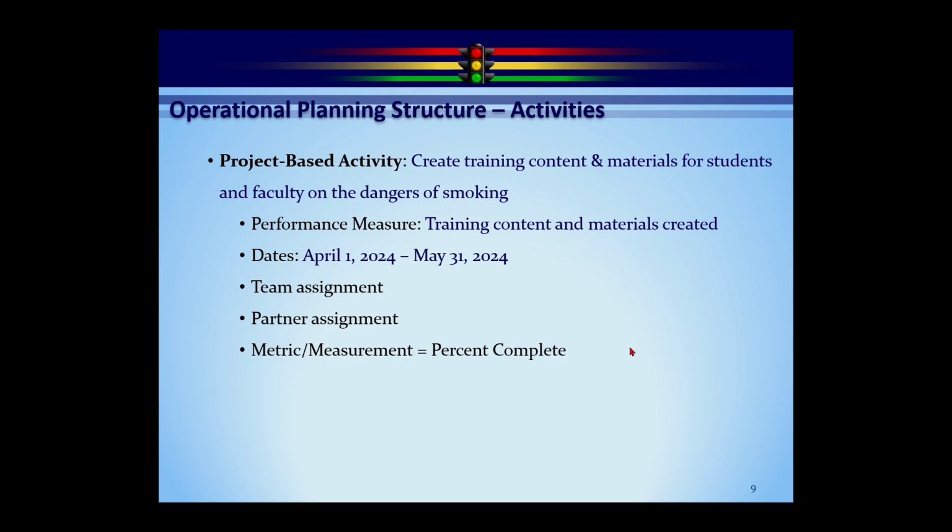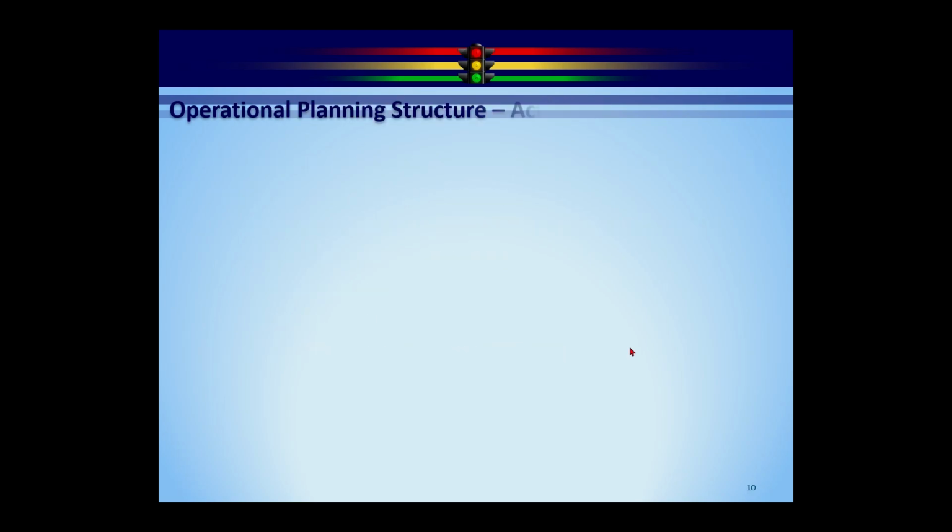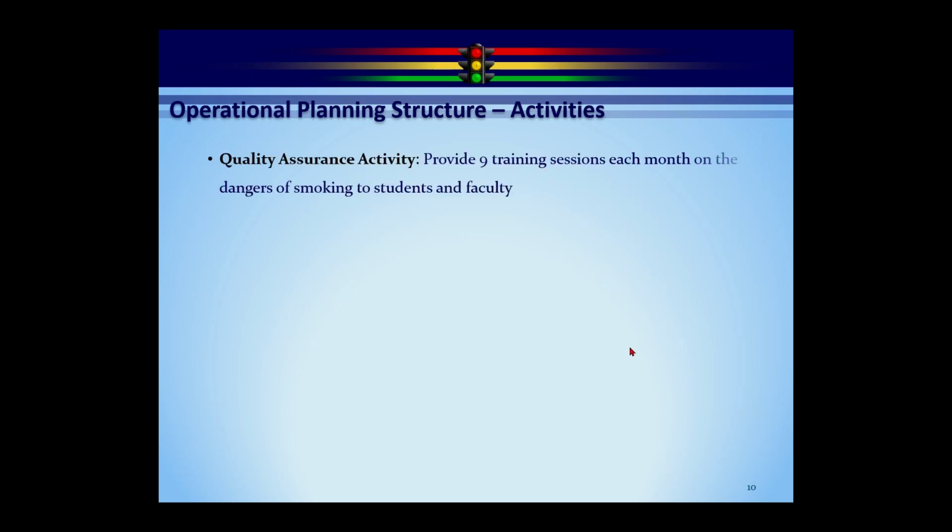By the way, the project-based activity is the most common. It's been around for the longest. And this is the only one where you manually create the performance measure. And usually that's simple. If we're going to create training content, we'll be done with the activity once we've created the training content.